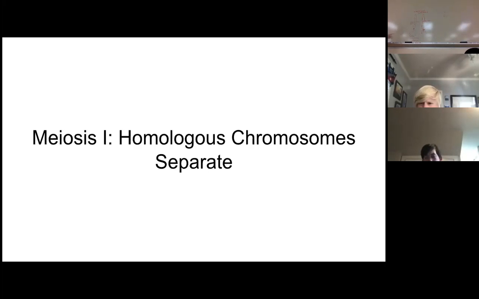So in meiosis 1, we're separating these, right? We get one sister chromatid or one sister chromatid. We're separating this homologous chromosome pair. So you either get this one or this one. You don't get both copies. In mitosis, you get both copies.